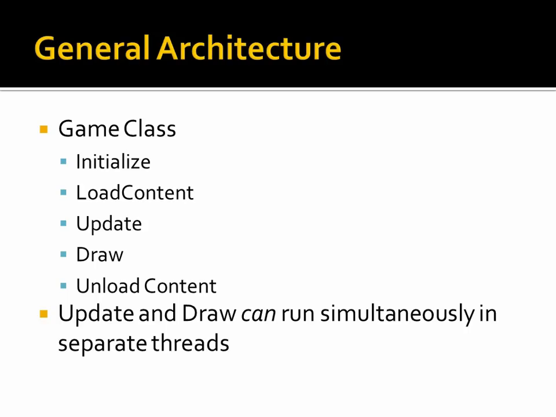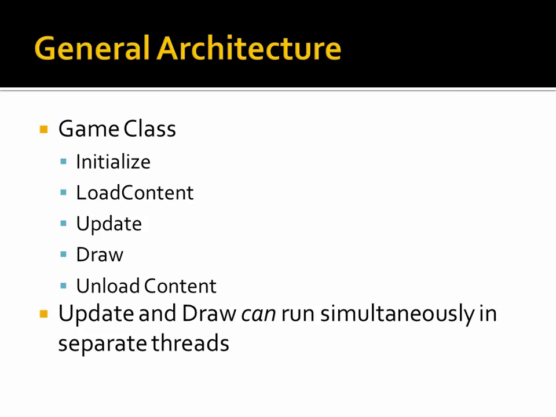You've got your general game class. It's got an initialize. It's got load content. Then it, in a circle, calls update, then draw, then update, then draw, then update, and draw until you exit the game. Then it calls unload content. Like it says here at the bottom, update and draw can run simultaneously in separate threads.